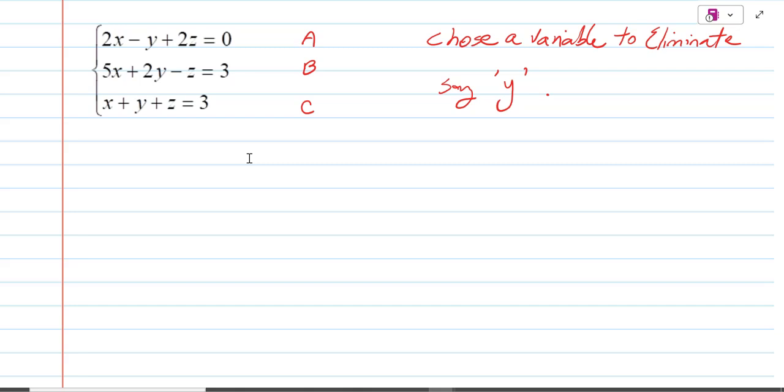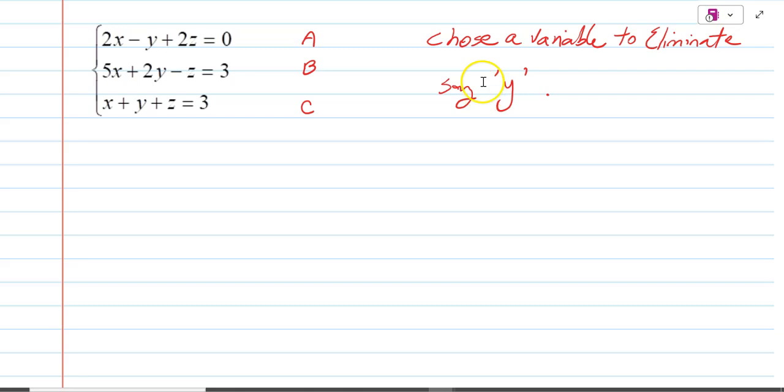All right, so the first thing, I labeled these equations A, B, C, and then the first thing you have to do, the same as before with 2 equations in a system, is choose a variable to eliminate, okay?